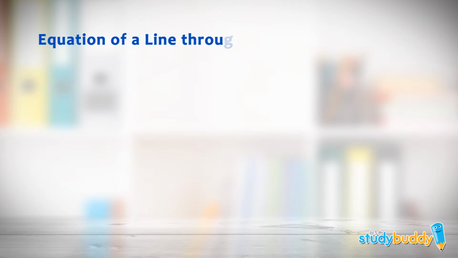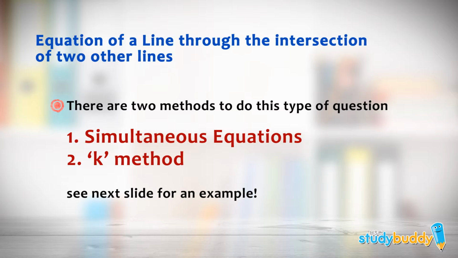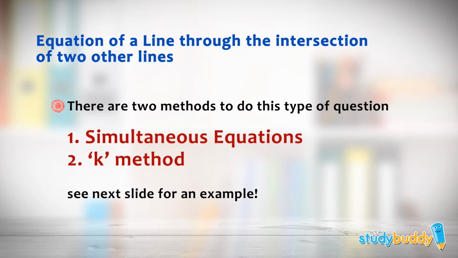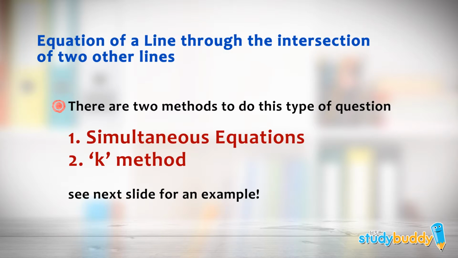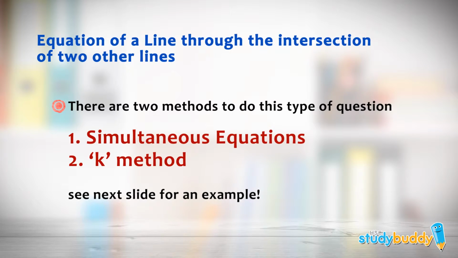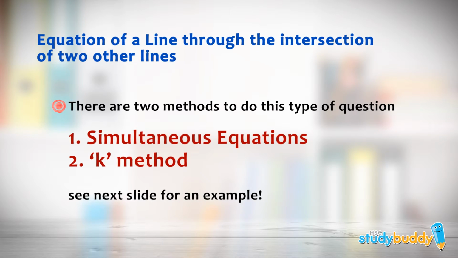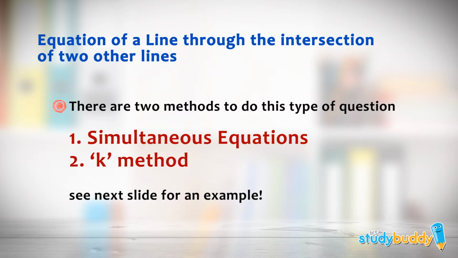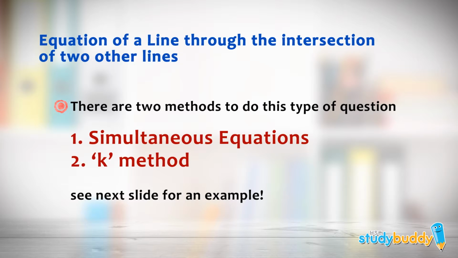Lastly, we're going to look at the equation of a line through the intersection of two other lines. There are two methods to do this type of question. The first way is simply through simultaneous equations, rearranging and solving for that point, and then going back and using the point you were given and the point you found, making the gradient, and so on, all discussed in the previous slides. But the method I'm going to show you now is known as the k method, something you may or may not be familiar with. So on the next slide, we'll do a quick example.